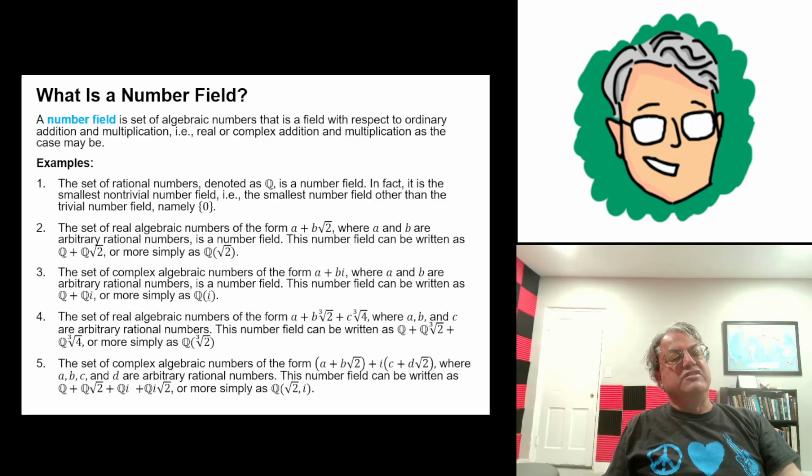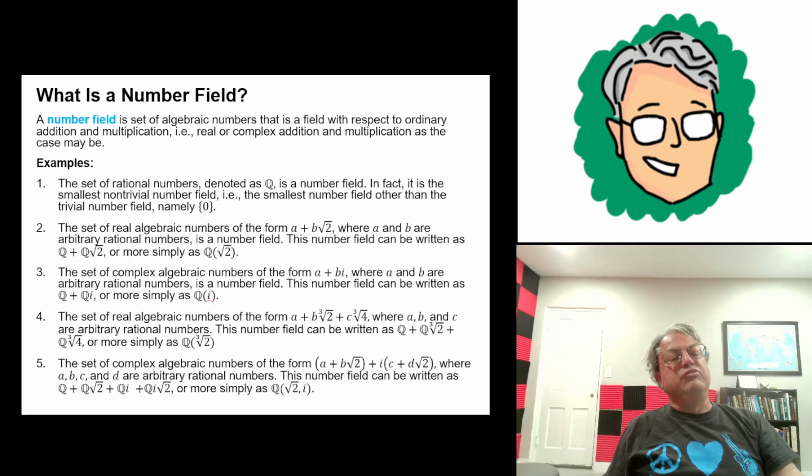Similarly, you can do the same kind of thing, except you replace square root of 2 by i. And remember, i is a square root of minus 1. It's just another square root. This is a subfield of the complex numbers. It's not a subfield of the real numbers because i is not a real number, as you all know. It's the imaginary unit, which is not real. So we have numbers of the form a plus bi, where once again a and b are arbitrary rational numbers. Just like before, we can write this as Q plus Qi, or simply as Q adjoin i. So that's another similar example.